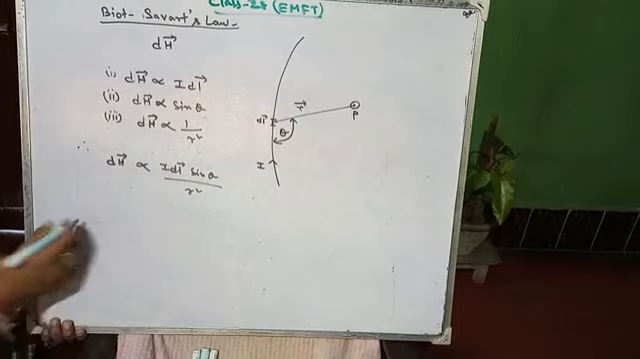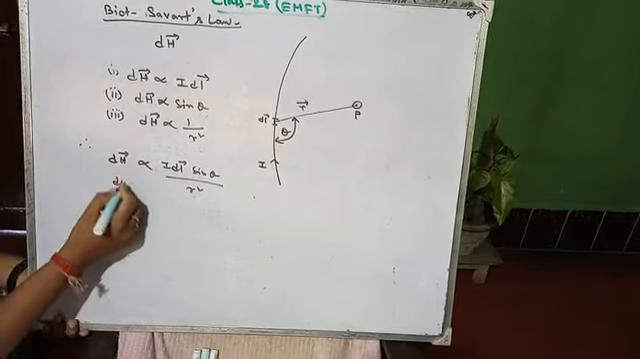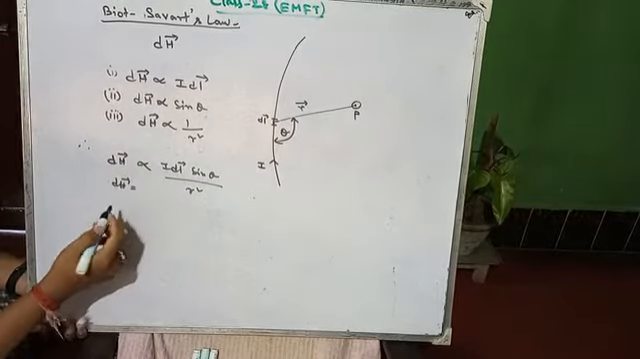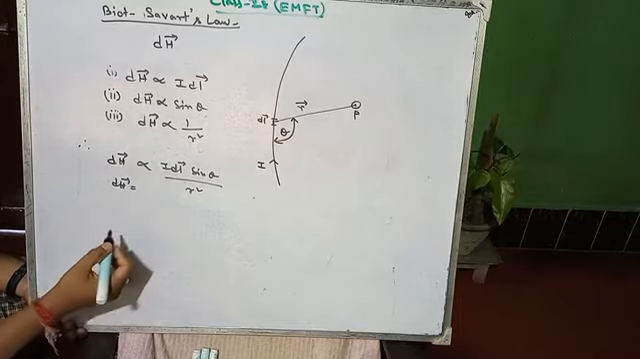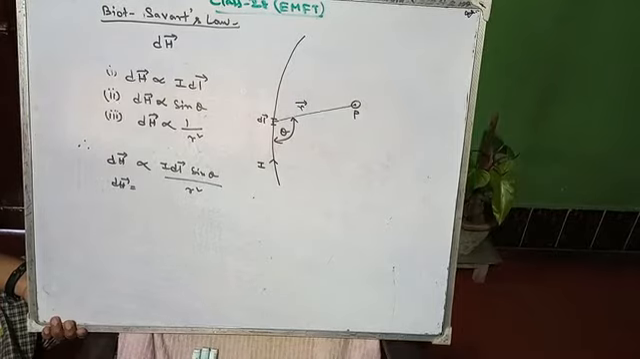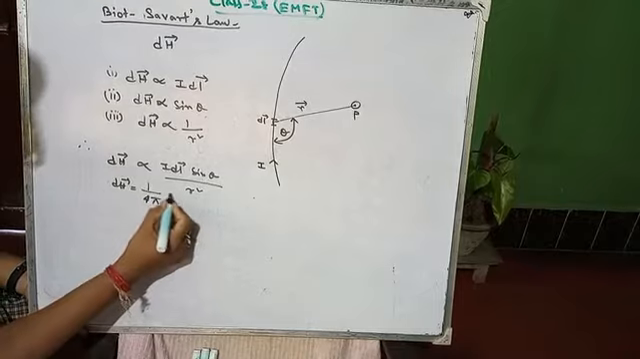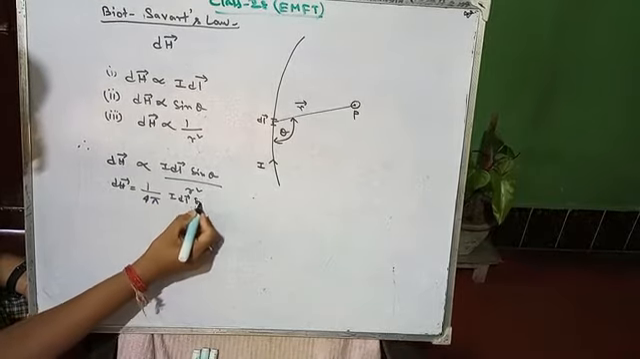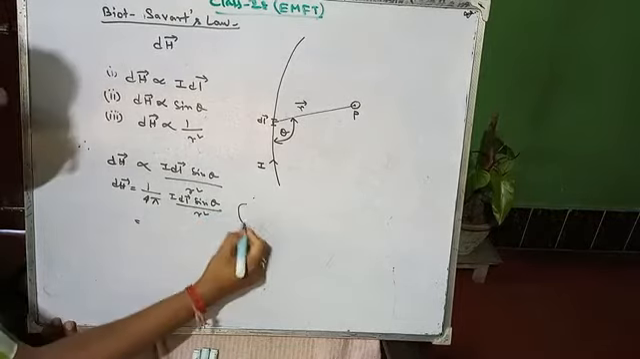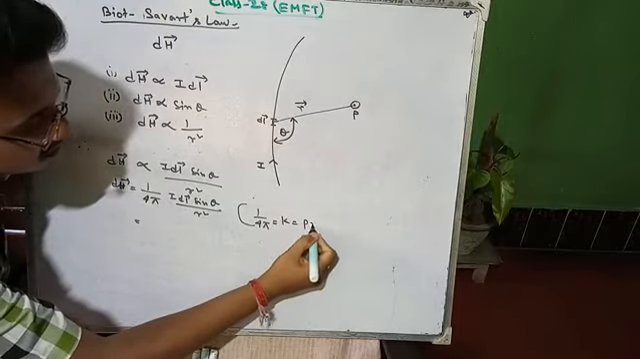In order to make it equal, you have to consider a constant over here. This constant is nothing but 1 by 4 pi. So dH equals 1 by 4 pi I dl sine theta by r square, where 1 by 4 pi equals k, the proportionality constant.